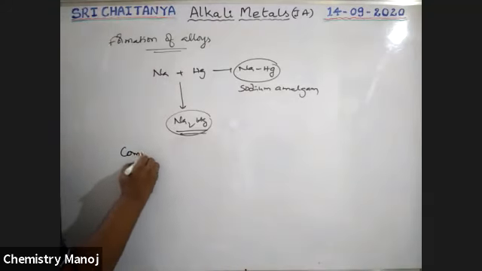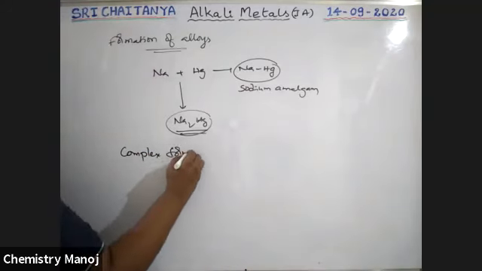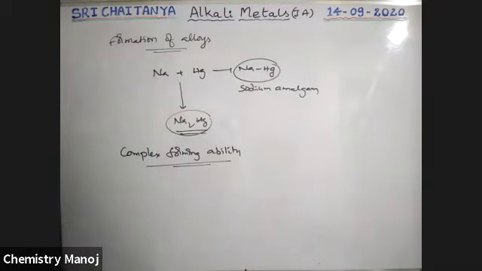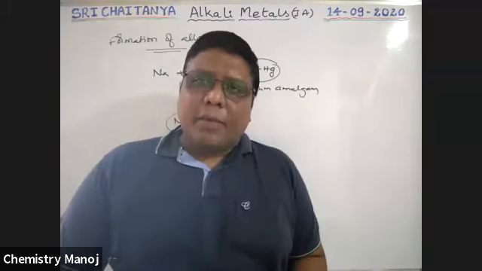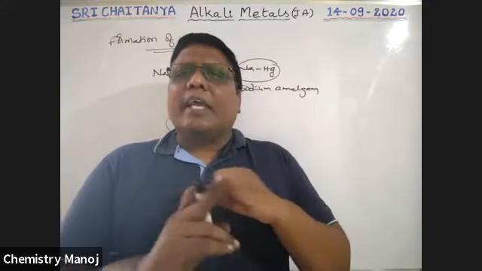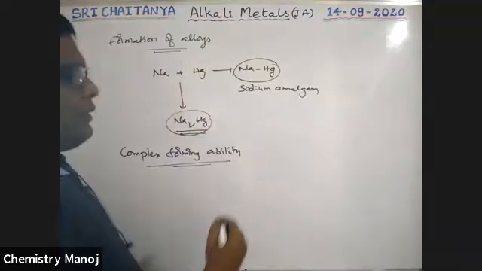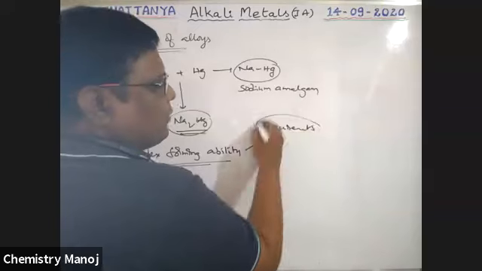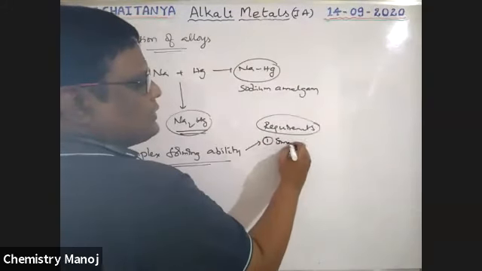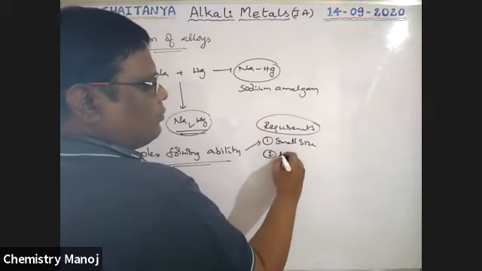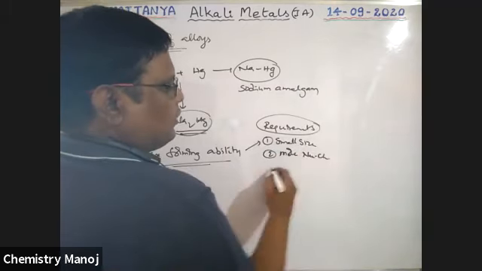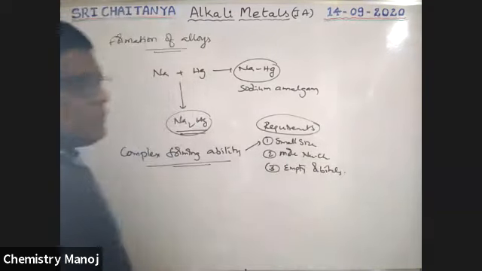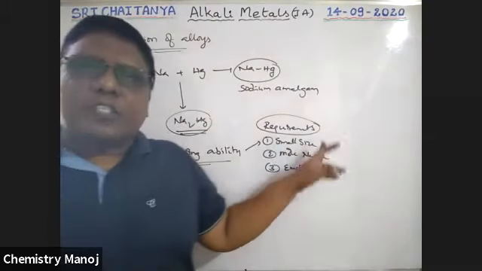Next, complex forming ability. No doubt our d-block elements easily form complexes because they have small size. So the requirements for complex forming ability are, first, small size; second, more nuclear charge; third, empty orbitals. So these are the requirements to form complexes.